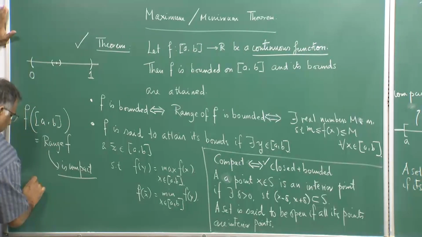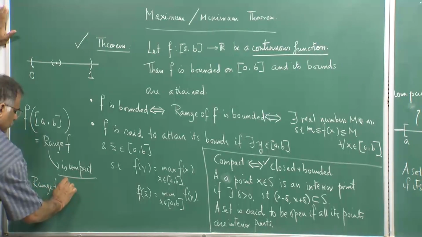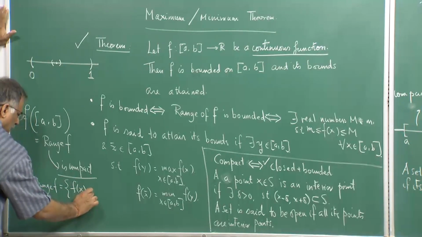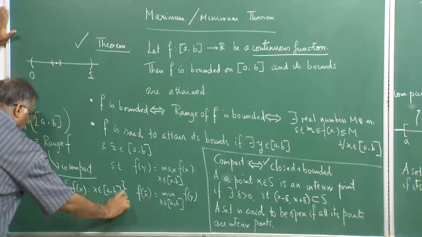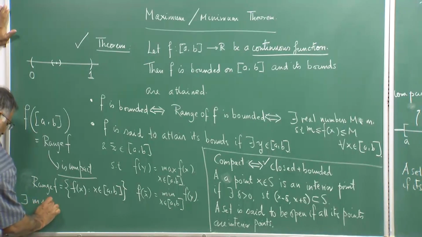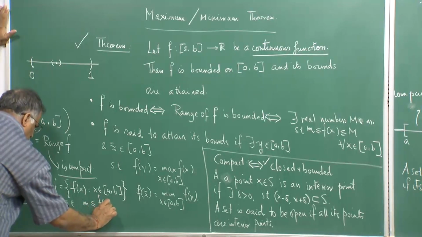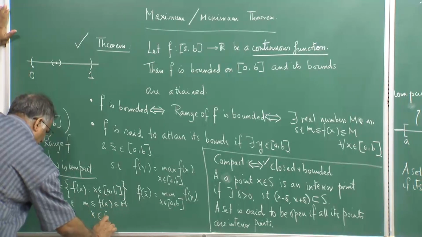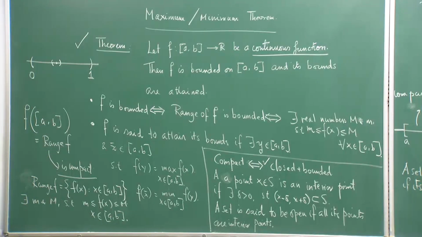So, what is the range of f? It is the set of all f of x where x belongs to [a, b]. Now, what is the meaning of this being bounded? That there exist small m and capital M such that the f of x value lies between these two numbers when x is in the interval [a, b]. That's the key idea.